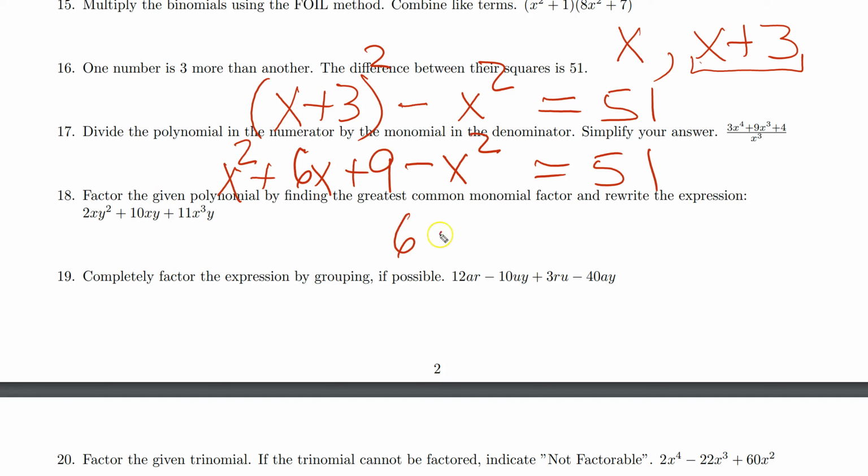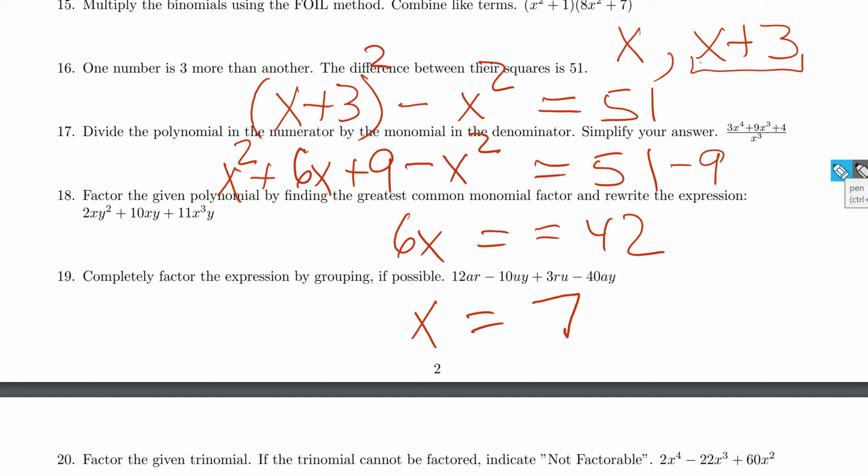And we get 6x. I'm going to transpose this 9 to the other side where it becomes a negative 9. And then this is going to be 42. And then we divide both sides. X is 7. All right, let's see if I did that correctly, because I'll check my work here.